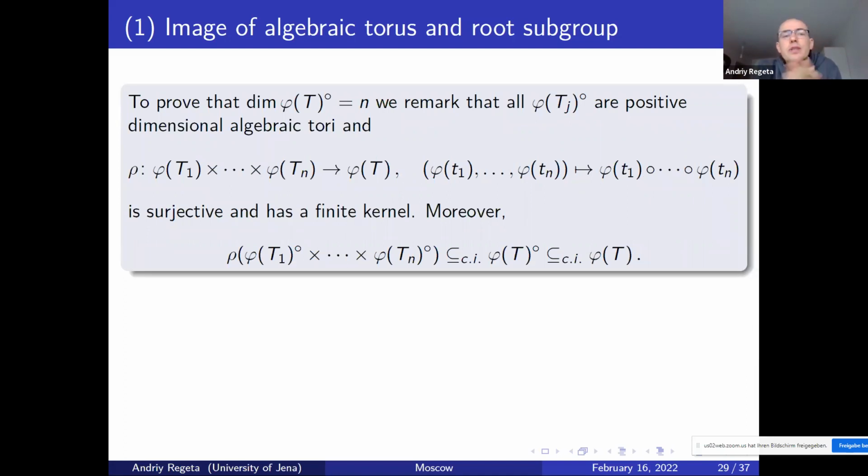Now, to prove that the dimension of phi of T naught is n, we remark that all phi of T_j naught are positive dimensional algebraic tori. Well, they are just isomorphic to G_m, as we just showed. And the homomorphism phi of T_1 times and so on phi of T_n to phi of T is surjective and has a finite kernel.